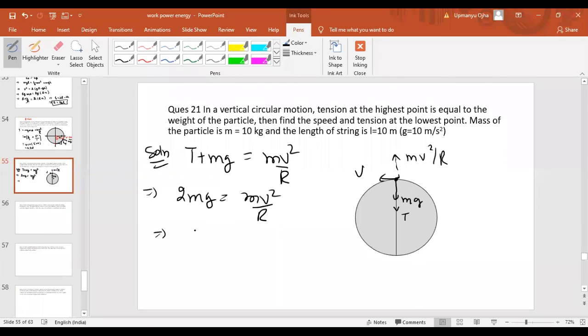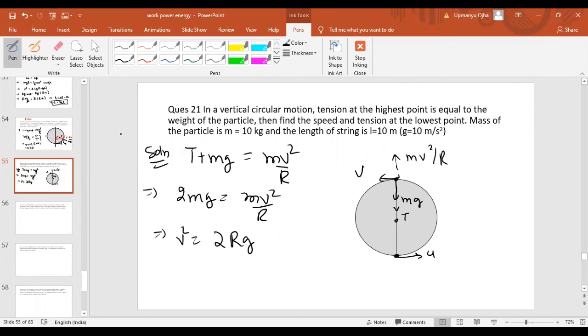So from here we can get the value of v square. v square will be equal to 2rg. So at the highest point, v square is equal to 2rg. Now we have to find the tension and the speed at the lowest point. Let us suppose the speed at the lowest point is u. The radius of the string is r or l, whichever we want to take.